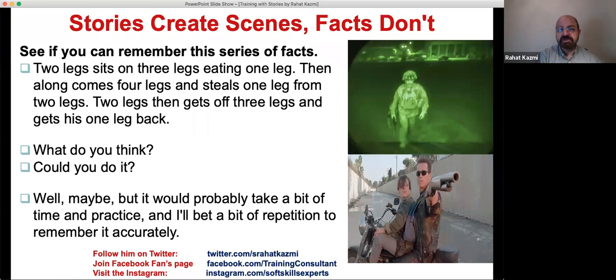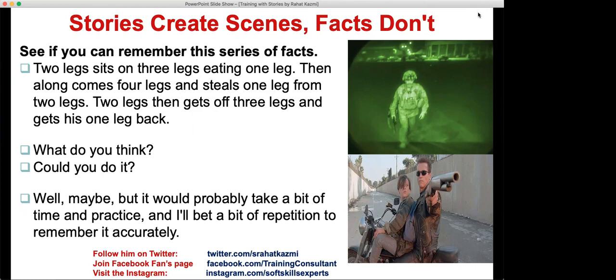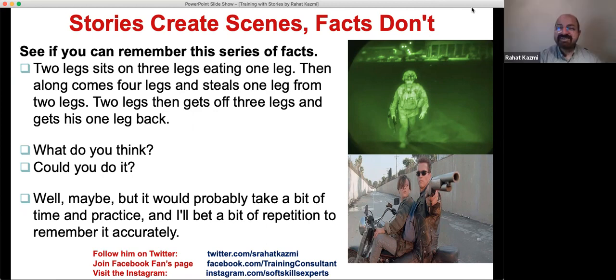Let me repeat once more for you, okay? 2 legs sits on 3 legs, eating 1 leg. Then along comes 4 legs and steals 1 leg from 2 legs. 2 legs then gets off 3 legs and gets his 1 leg back. That's a fact. I'll prove to you these are facts, not stories. Do you understand anything at all? No, I think it's a riddle. It's not a riddle. It's a fact, based on the story I'm going to tell you shortly, okay?